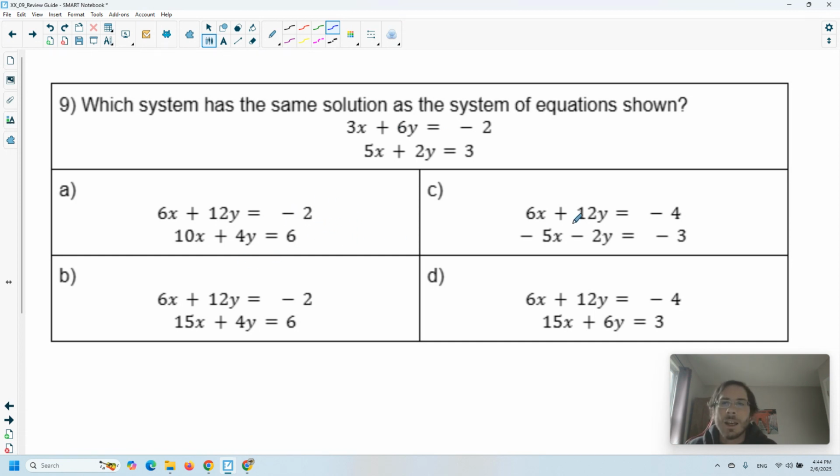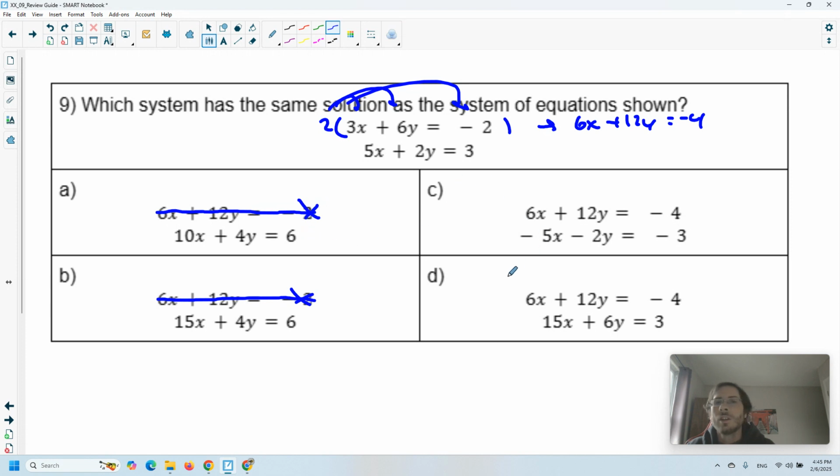So I want to analyze all of my equations. So if I want to go from 3 to 6, I'd have to multiply this one by 2. Now again, that's not the best thing to do, but it's something you could choose to do. If I were to do that, then this equation would be 6x plus 12y equals negative 4. So if I look to see which ones I've got, this one's out because we had negative 2. That one's out because we have negative 2. So we got 2 other options then. So we're between C and D.